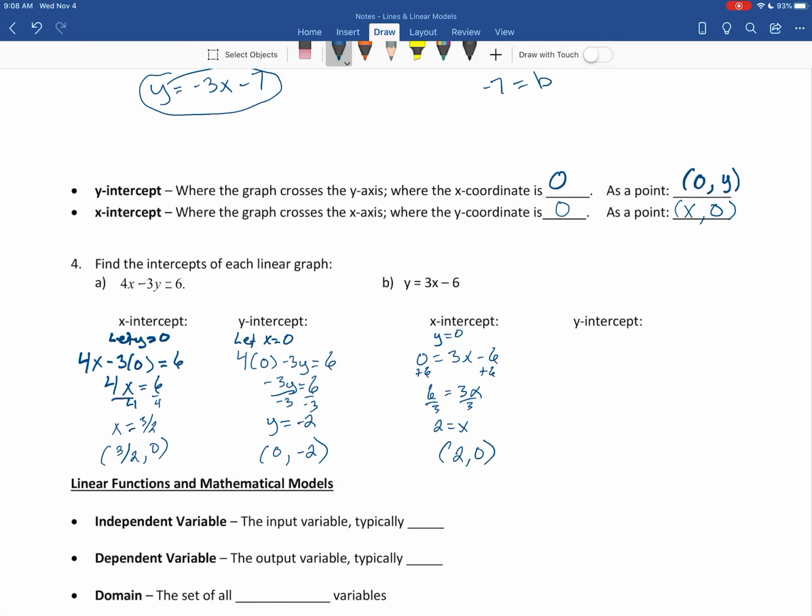The y-intercept is just when x is 0, so we get y equals 3 times 0 minus 6, or just y equals negative 6. This is the one that's really easy to find when they give us that format, and we just know that this is the b value already.